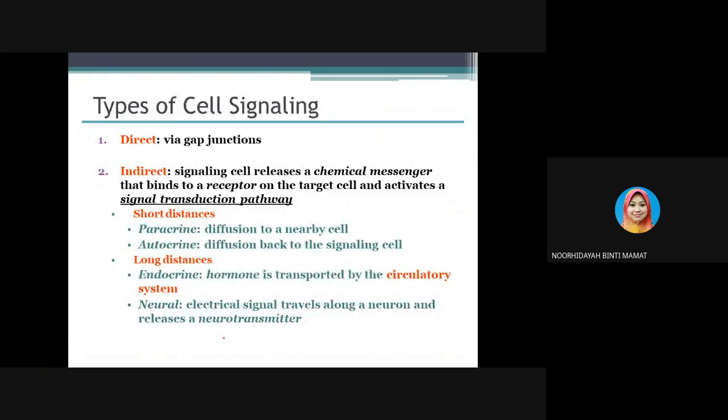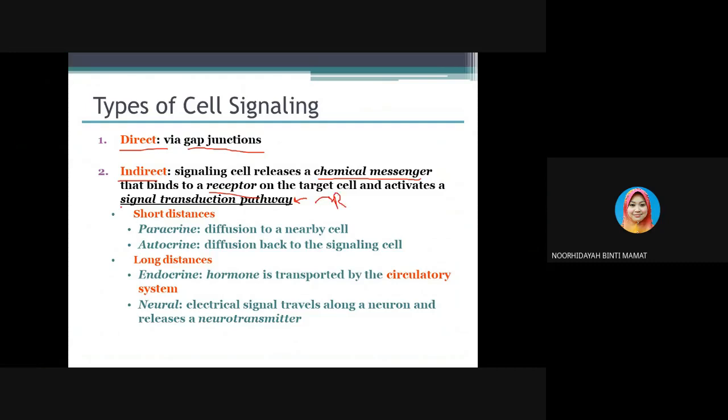So, types of cell signaling. We have two types of cell signaling: direct or indirect. When the cell signaling is direct, the signals are transferred via the gap junctions. When we're talking about indirect cell signaling, the signaling cells release a chemical messenger that binds to a receptor on the target cells and will activate a signal transduction pathway, which will convert the signal into a response.